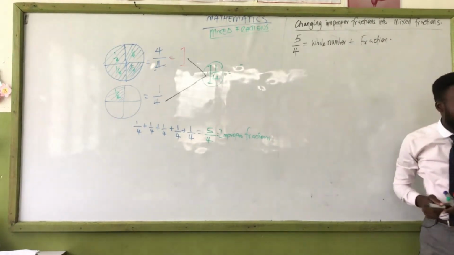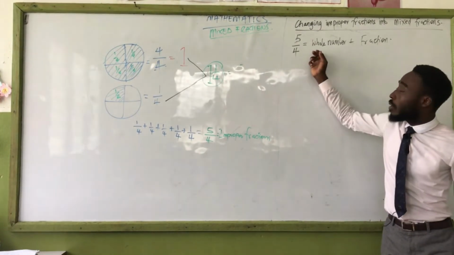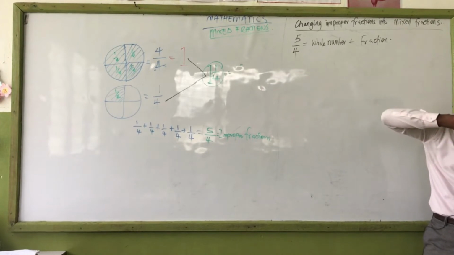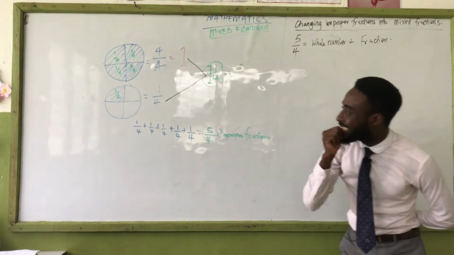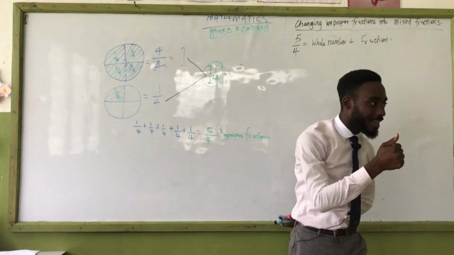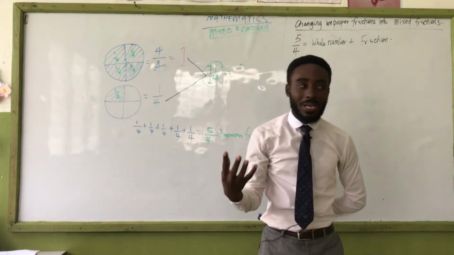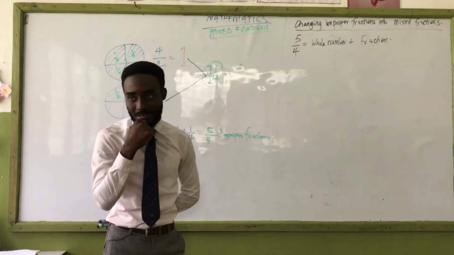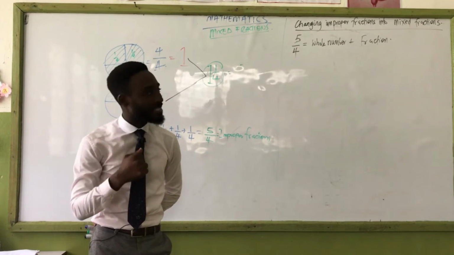Good. But how do I know the whole number is going to be what? A certain kind of fraction. What's that fraction called? No. The whole number would come from whole fractions. Right?